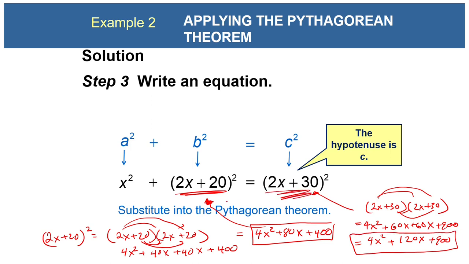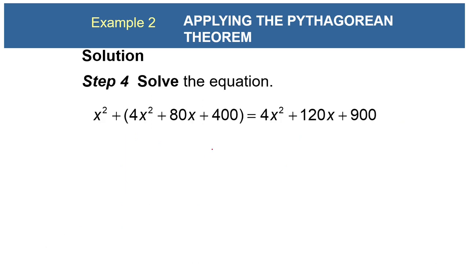So now we can replace these with what they're equal to. Again, I did scratch work here on the bottom, but make sure you do it on the side somewhere so your work doesn't look too messy. After we substitute the values in, we have x squared plus 4x squared plus 80x plus 400 equals 4x squared plus 120x plus 900. Now let's collect like terms.